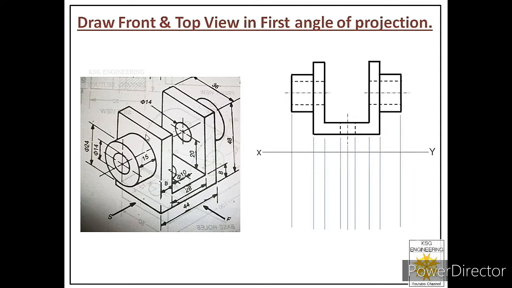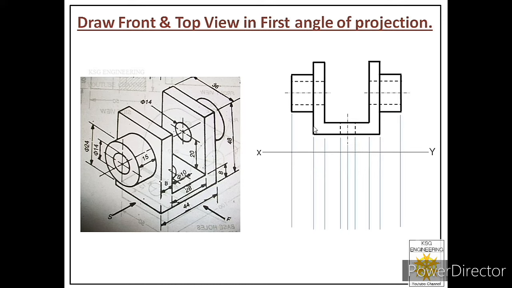Apart from these five faces, we have holes also in this particular object. These two holes which are horizontal will be hidden to us because they will not be visible from top, but this particular hole will be directly visible to us. So let us start with the parallel faces first, and let us start with this face first.